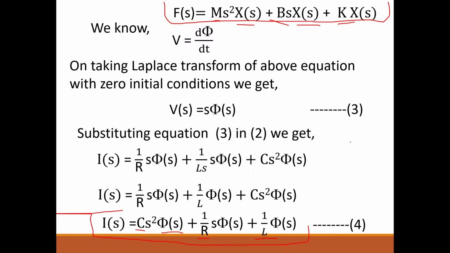So if you have a mechanical translational system and you want to replace it with an electrical system whose source is a current source, then instead of F of s, you can write I of s. Instead of M, you can write C. Instead of X of s, phi of s. Instead of B, 1 by R. Instead of K, 1 by L. So equation 1 and equation 4 both are similar. They are analogous to each other.